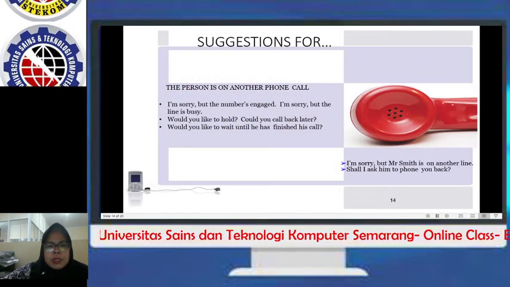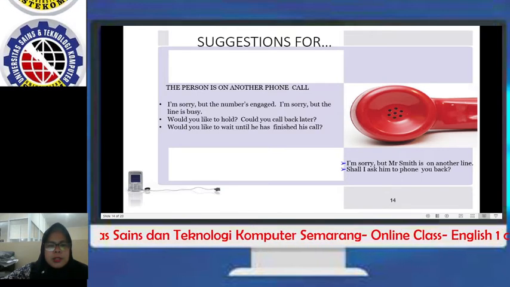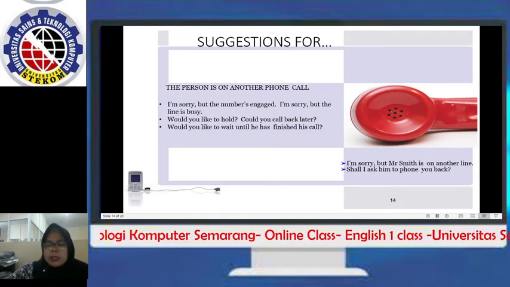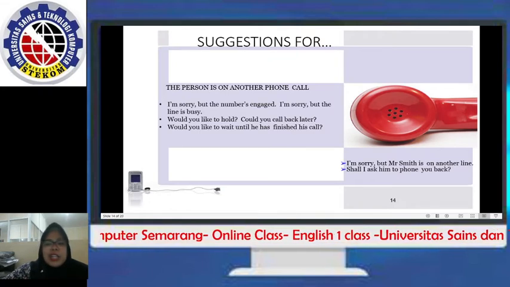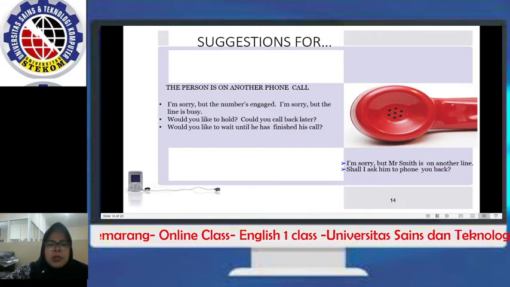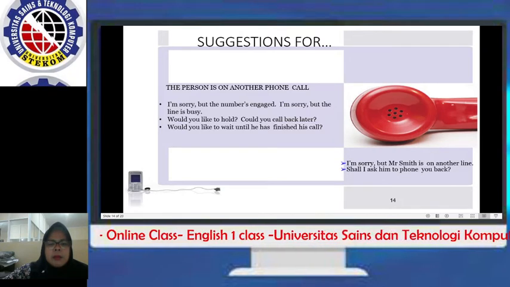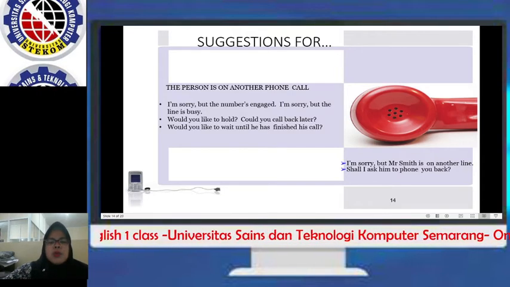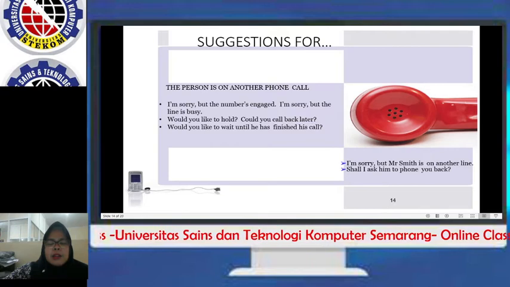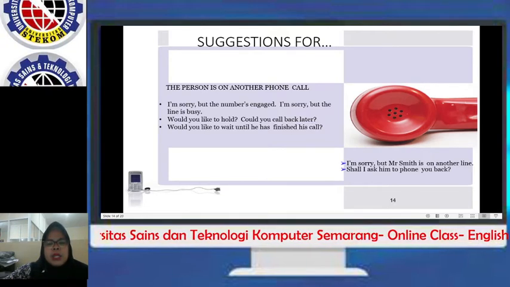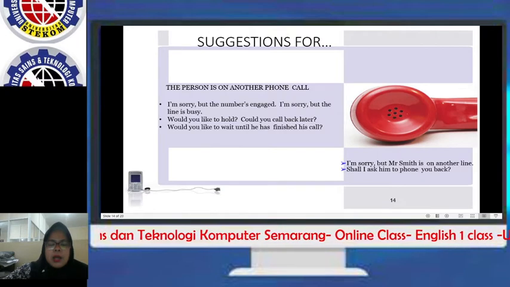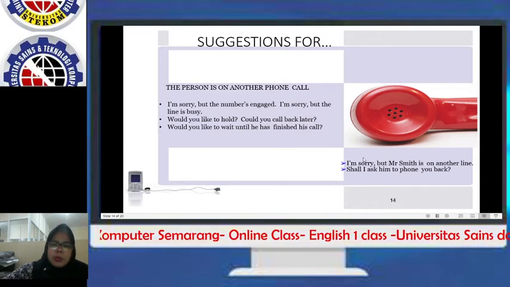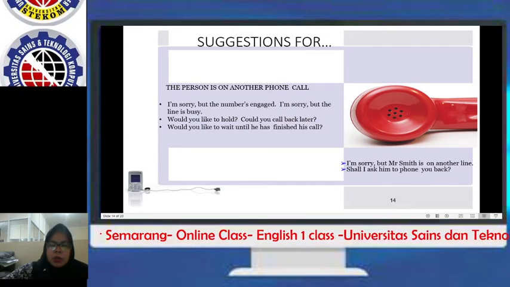And then suggestion for the person is on another phone call. Kalau misal dialihkan ke orang yang dituju, ternyata masih sibuk, masih telepon yang lain, Anda bisa pakai I'm sorry but the number is engaged. I'm sorry but the line is busy. Would you like to hold? Bisakah Anda menunggu? Atau could you call back later? Bisakah Anda telepon lagi nanti? Atau would you like to wait until he has finished his call? Maukah Anda menunggu sampai dia selesai telepon? Ini untuk meminta caller tersebut menunggu.